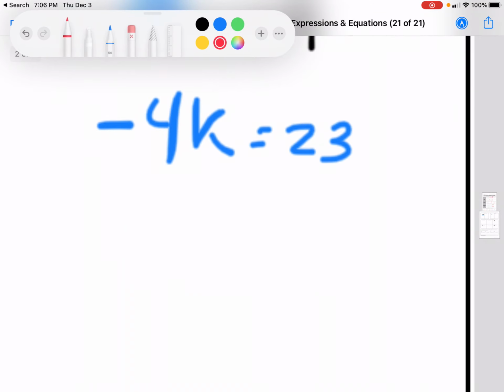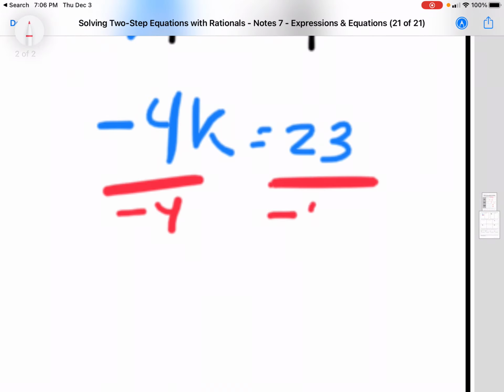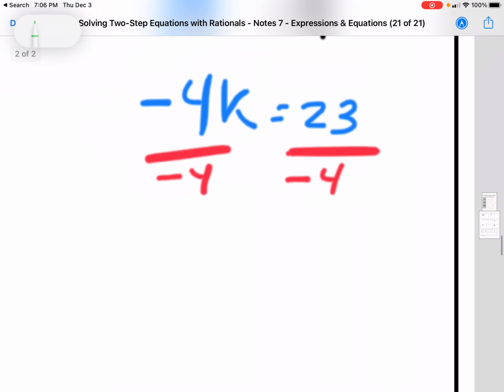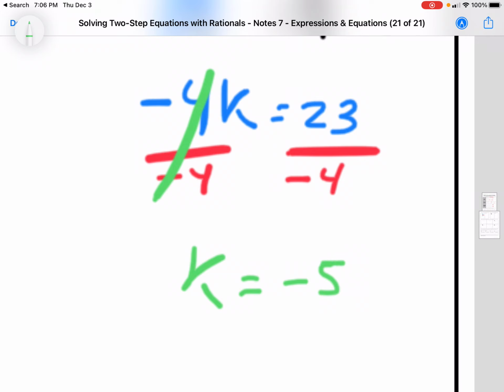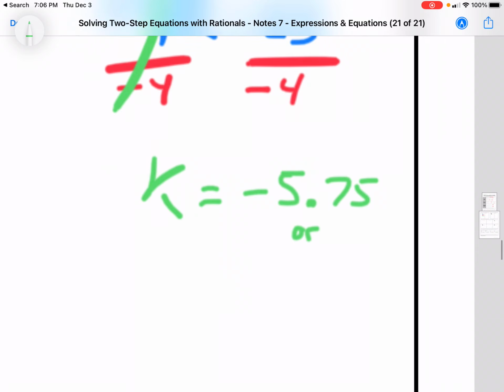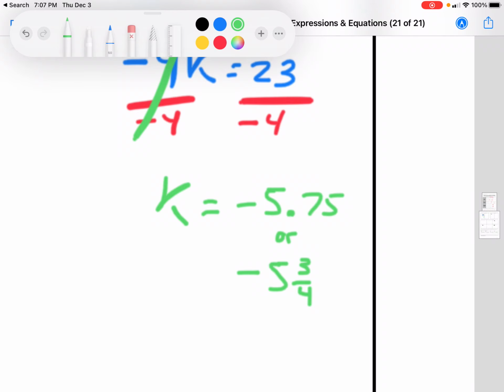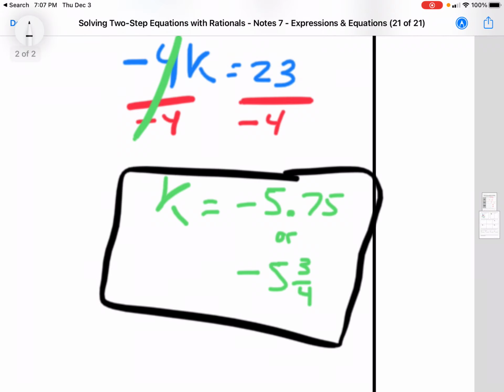I'm going to divide by -4. And you are going to get, those cancel, you're left with k equals -5.75 or -5 3/4, whichever one you like. Okay? Yes, you can have a fraction or decimal as an answer. That is very possible. Okay?